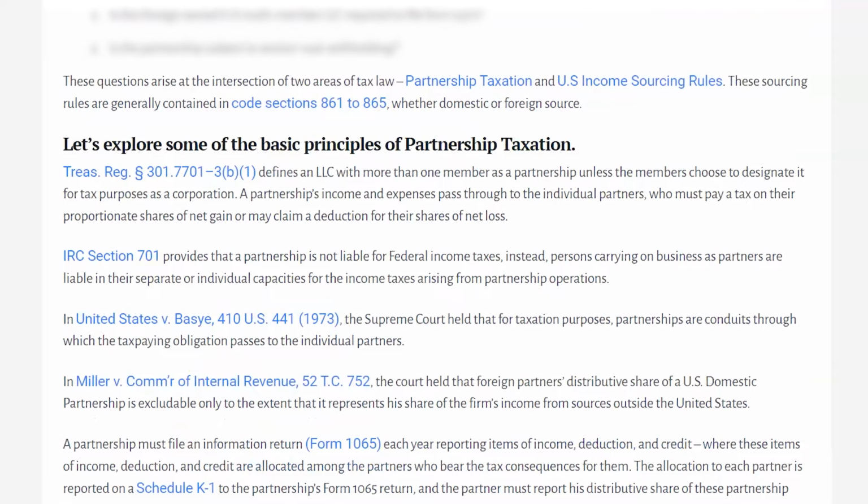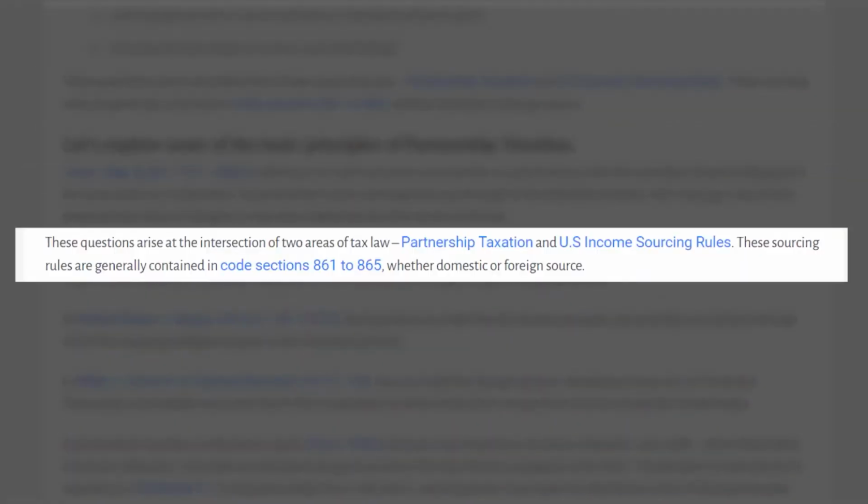All right, so I'll start the analysis by saying that all of these questions arise at the intersection of two separate areas of tax law, right? So two areas of tax law, which is number one, partnership taxation, and then how the U.S. sourcing rules work.